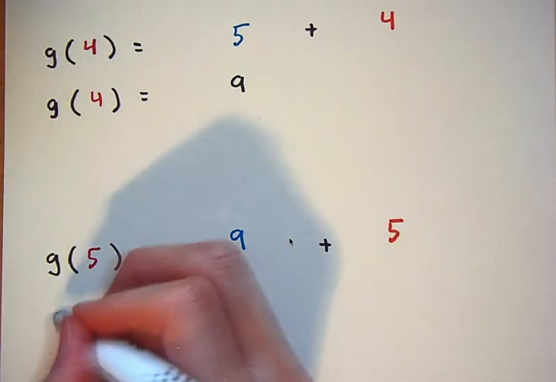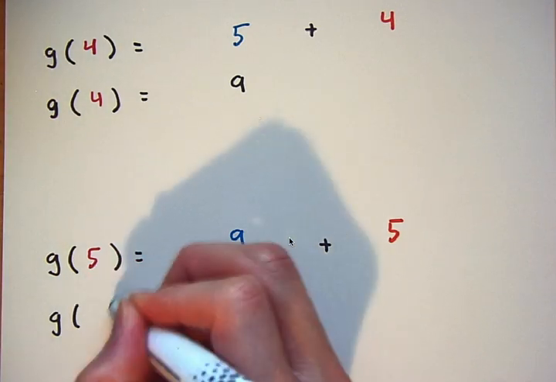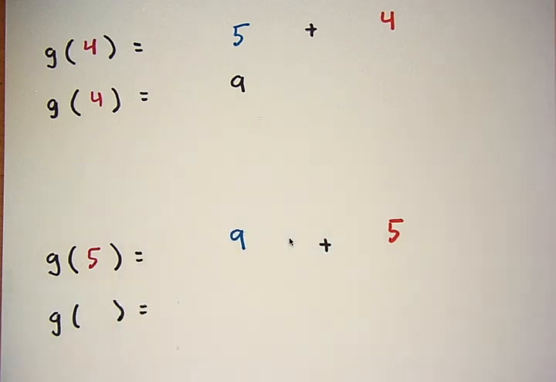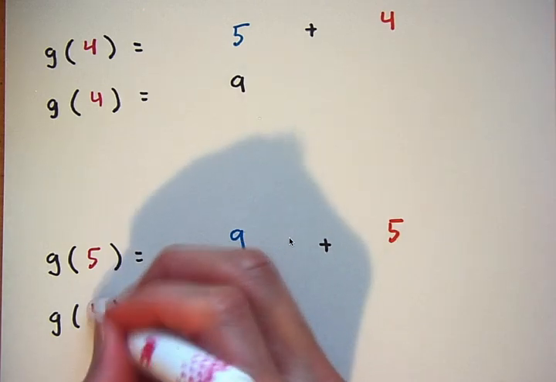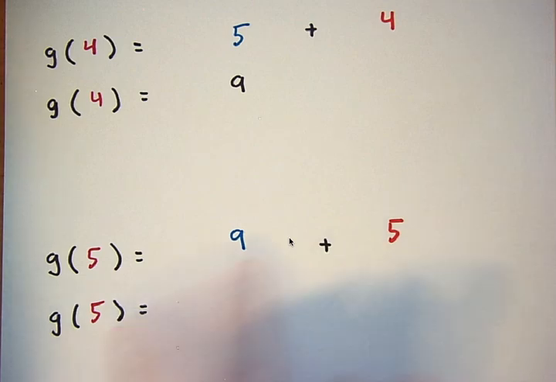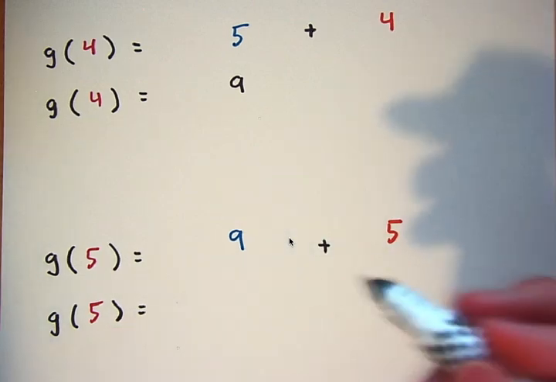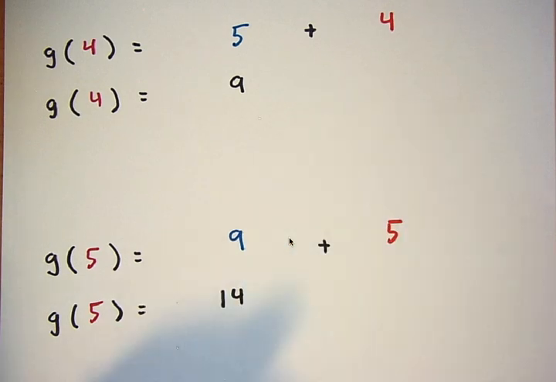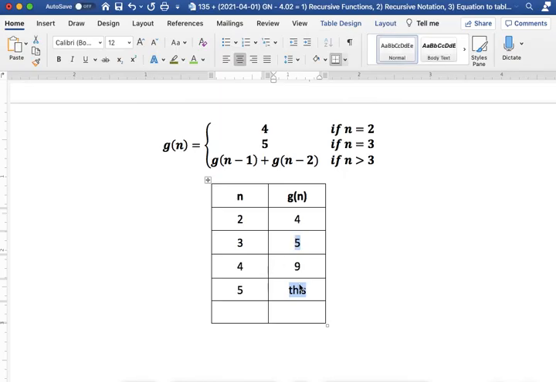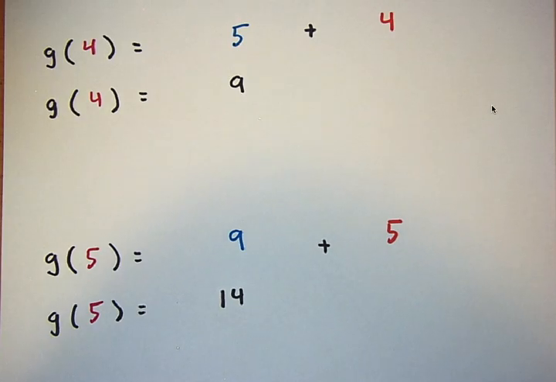All right, so g of 5 is equal to 9 plus 5, which is 14. There you go. And you can continue going down more and more if you want. Pause to take notes.